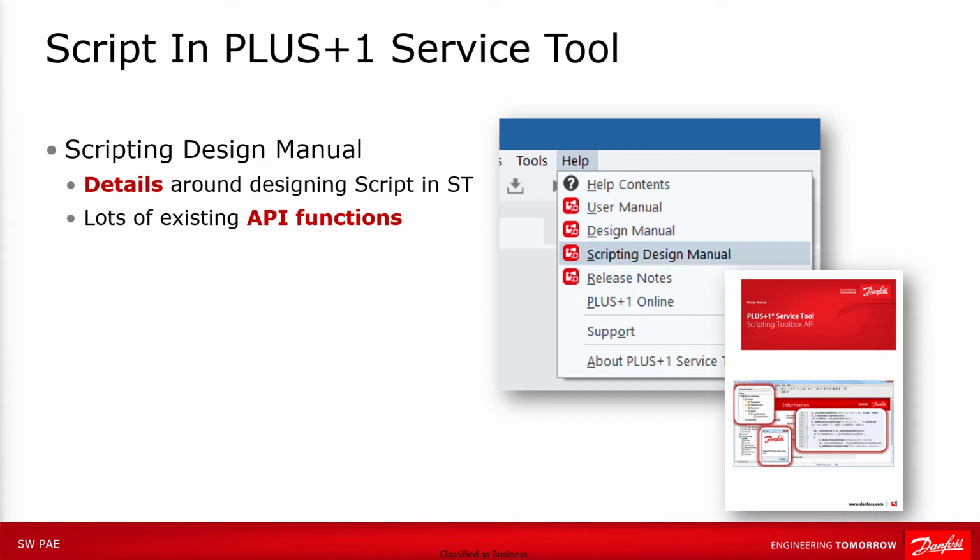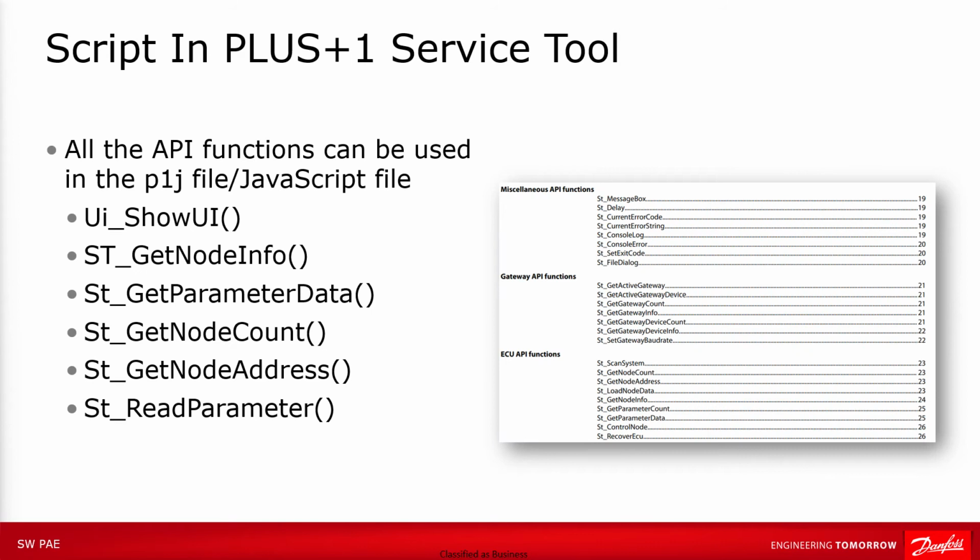In the Help drop-down menu, you can find the Scripting Design menu. How to use script in Service Tool is explained in detail in this menu. The user menu also covers a number of existing API functions. All of the functions can be used in your script function file.